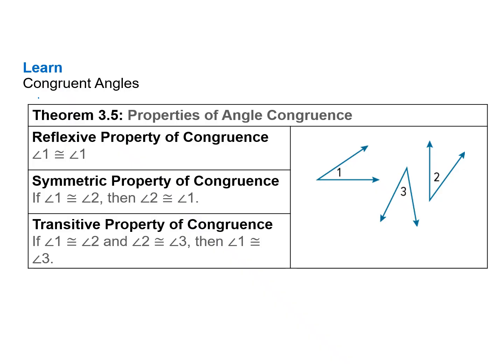The symmetric property of congruence states that if angle 1 is congruent to angle 2, then angle 2 is congruent to angle 1. So we can flip the way we write it. And the transitive property of congruence says if angle 1 is congruent to angle 2 and angle 2 is congruent to angle 3, then angle 1 is congruent to angle 3.